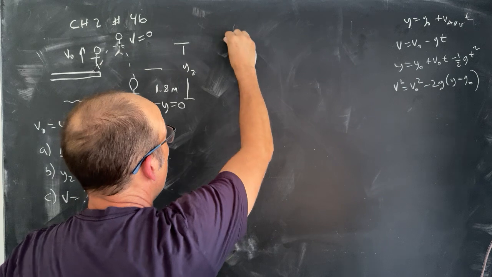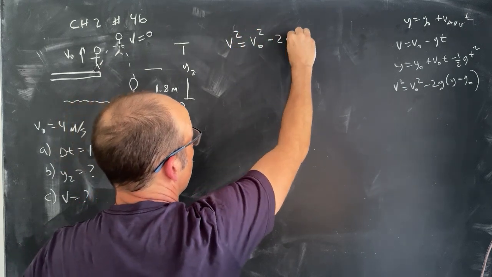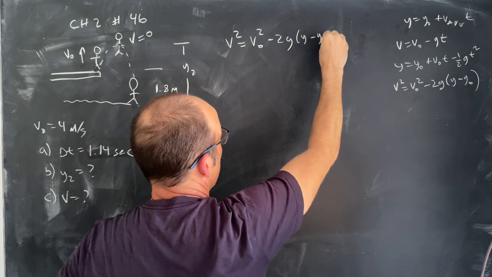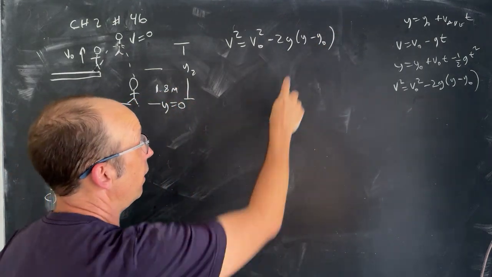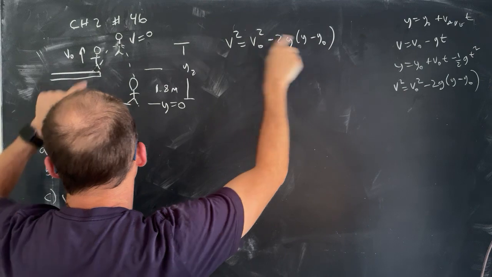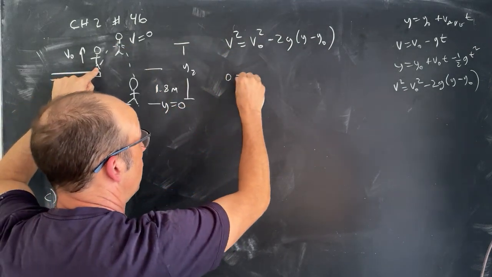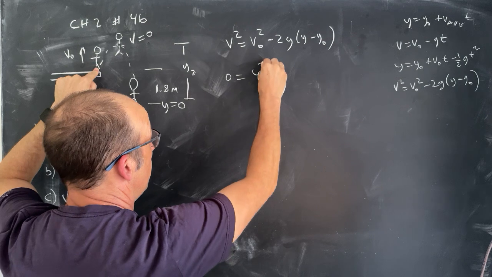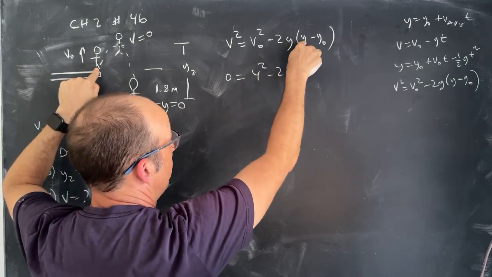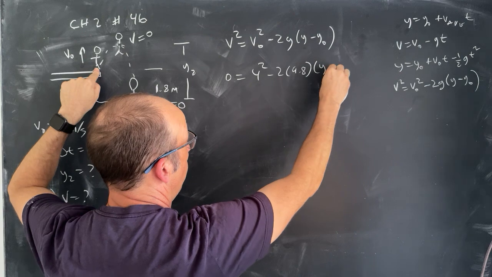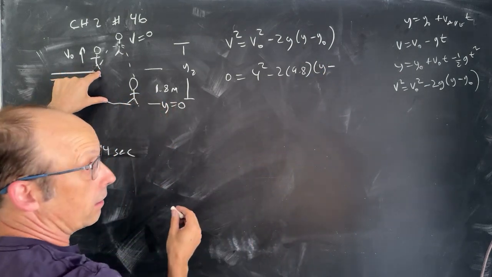Okay, so I know final velocity squared is initial velocity squared minus 2g y minus y0. Now, what values do we know? We know a lot. Okay, we're trying to find for y, which is going from here to there. So let's say our final velocity is 0, our initial velocity is 4, minus 2 times 9.8 times our final y, which we don't know. My initial y, I do know, is 1.8.